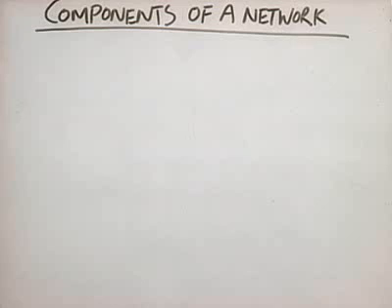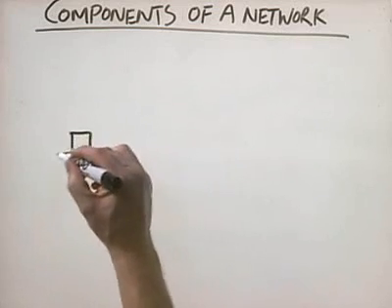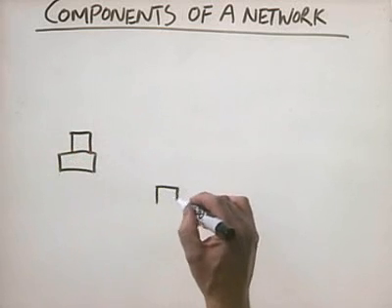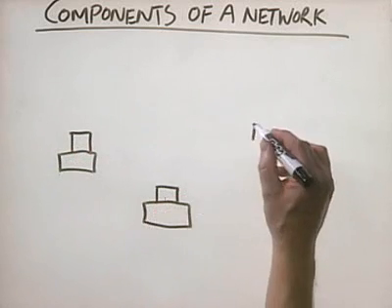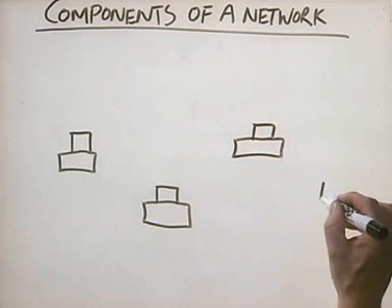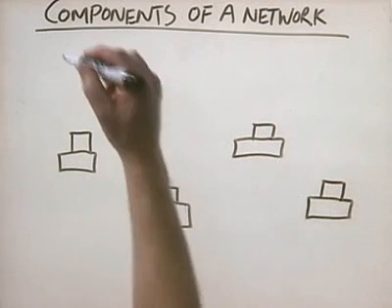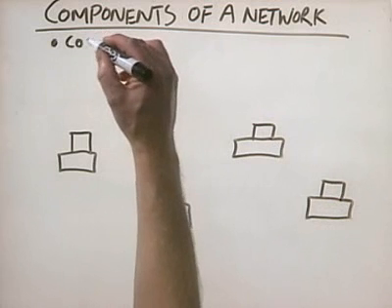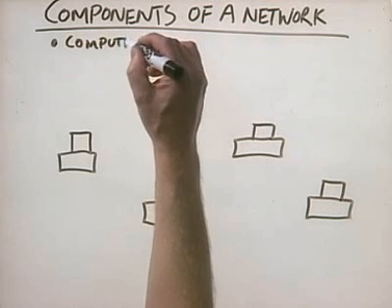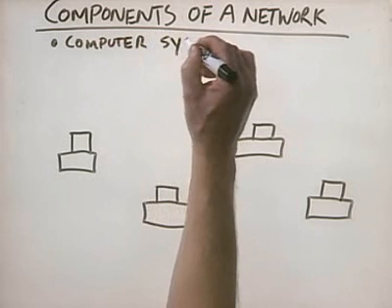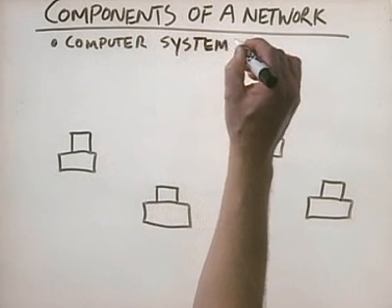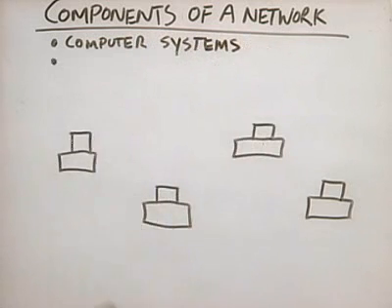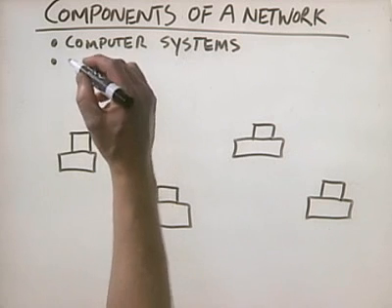Now, to set up a network, you need a couple of required components. The first thing you have to have is, of course, the systems themselves that you want to be able to interconnect and have them communicate. So the first thing you need are computer systems. The second thing you must have is some means of connecting all these hosts or nodes together. And that's done with a connecting media.